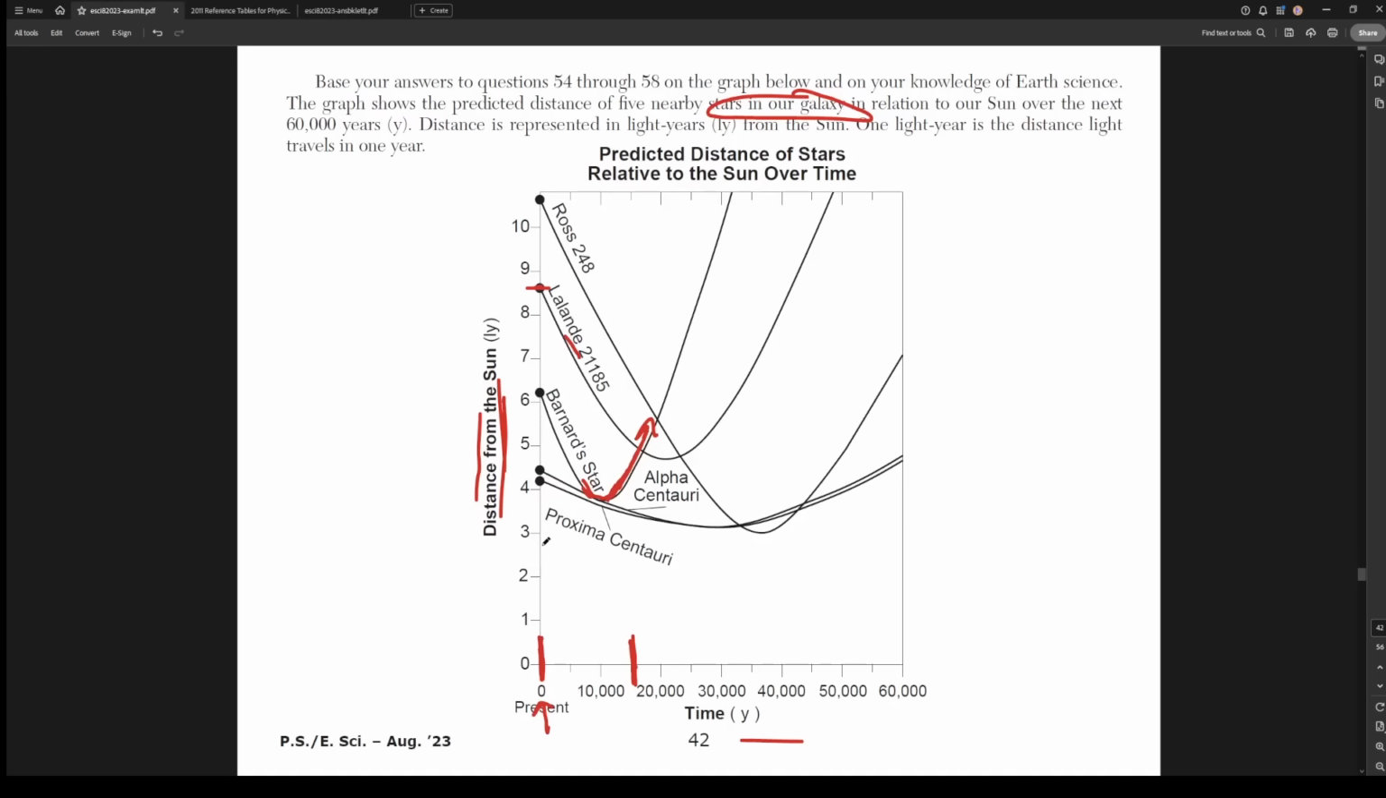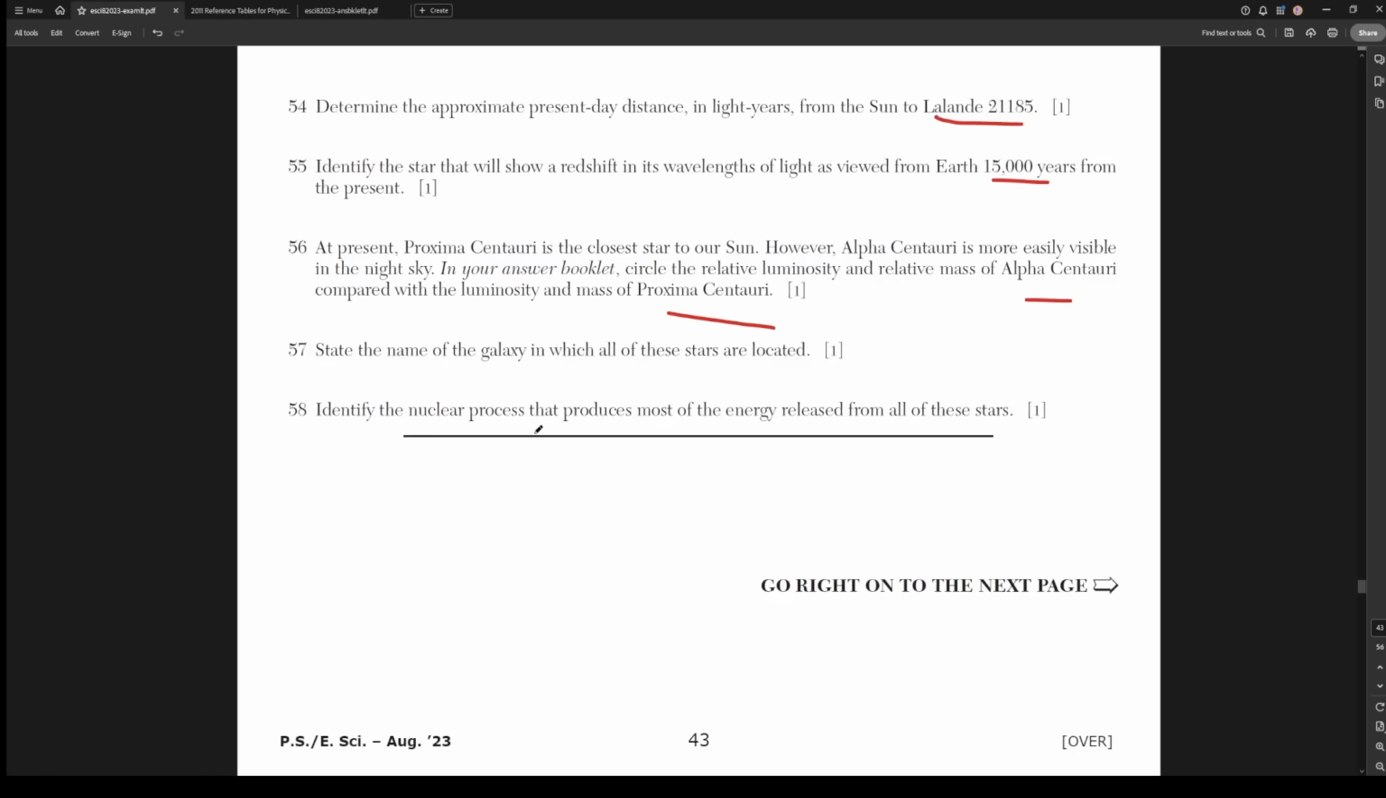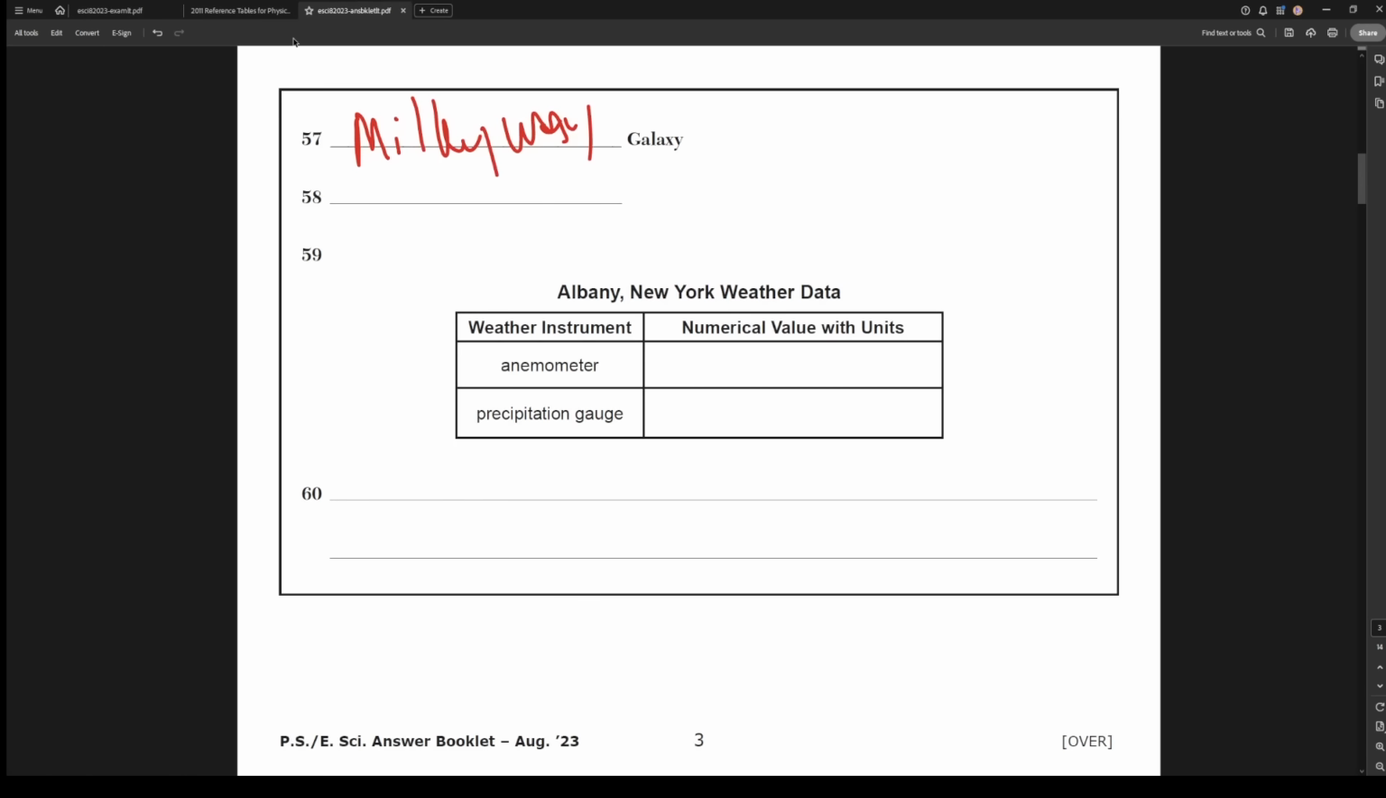Okay, 58. Identify the nuclear process that produces most energy released from stars. Okay, you only have to memorize one nuclear process. Nuclear fusion is inside stars. That's the only one you ever write. Don't write fission. We don't learn that.